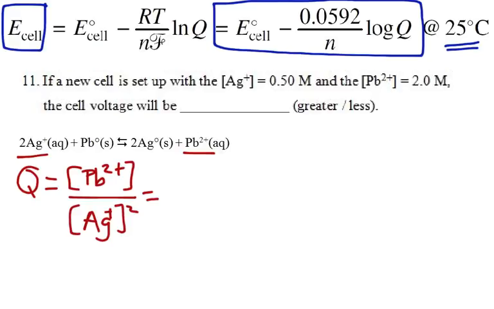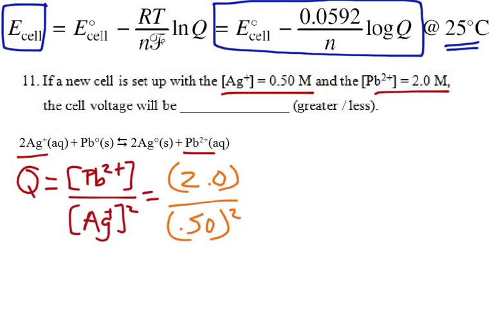So if we have a new cell where the silver is 0.5 molar and the lead is 2 molar, let's put that in and see what we get. Lead is 2 molar divided by silver, which is 0.5 molar, squared. And we can see what happens if we divide by 0.5. That's the same thing as multiplying by 2. So this would be 2 times 2, and again 2 times 2 times 2. So this should come out to be about 8. Now remember that n is equal to 2.